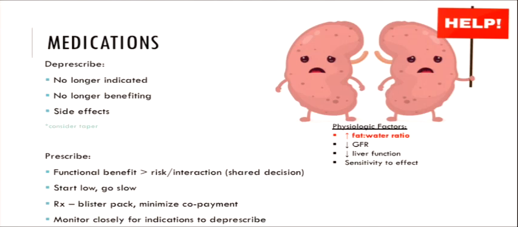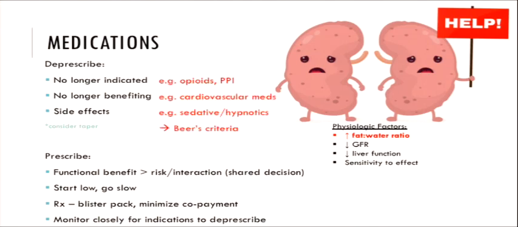So we deprescribe things that are no longer indicated. Classics would be things like opioids, only indicated for acute pain or cancer pain, which this patient has neither, okay? PPIs classically are used as a chronic prescription when they're actually acute. PPIs are just like any other medication. You use it when it's efficacious and bringing benefit, and then you stop it as soon as you can. And then no longer benefiting, so the classic ones are the cardiovascular meds, as I've already explained.